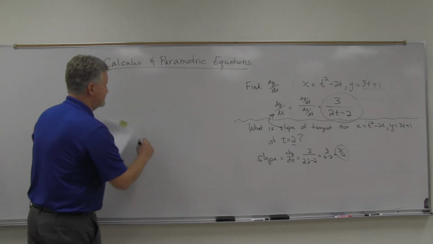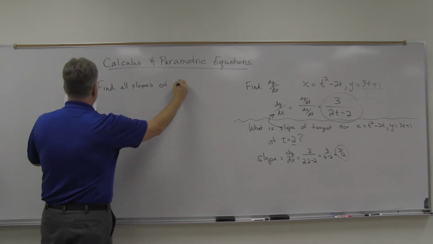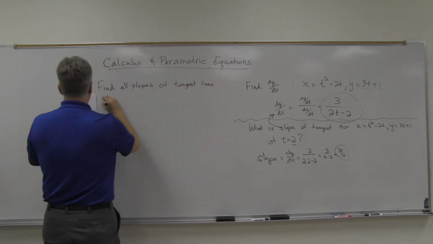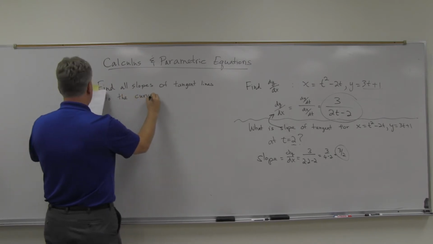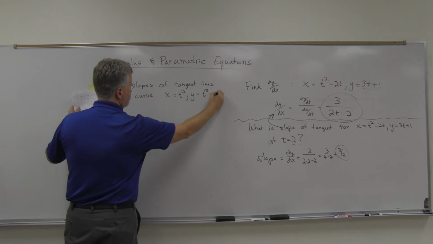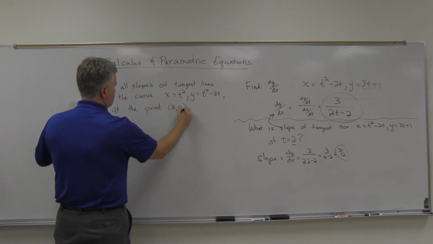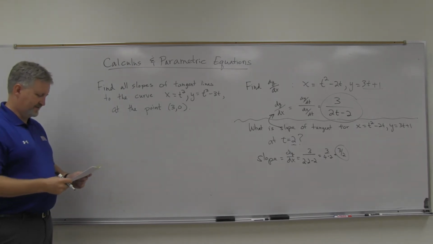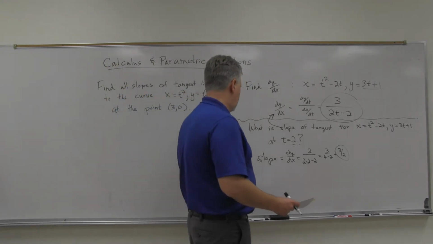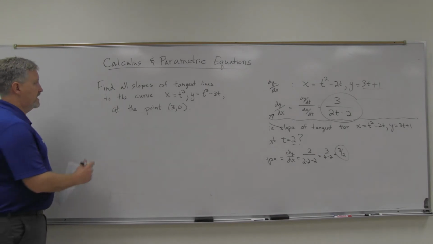All right, so here's a similar one. Find all slopes of tangent lines to the curve x equals t squared, y equals t cubed minus 3t at the point 3, 0. A little bit of a twist then on this problem. But again, we're talking about slopes of tangent lines, so I do need dy over dx.